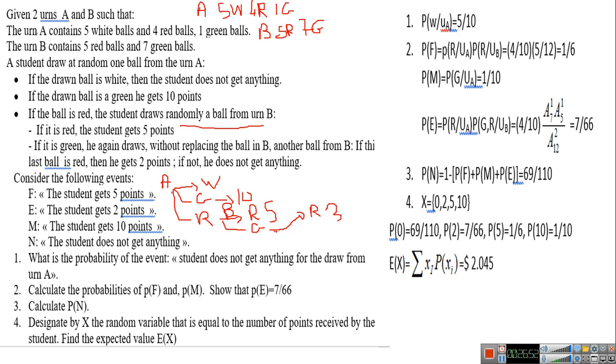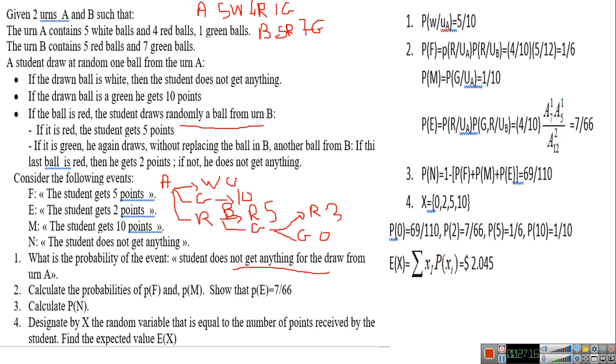If not red, it means green, he got nothing. He will not get anything. Okay, what is the probability of the event the student does not get anything? Not to get anything, so what? The student does not get anything from the draw from urn A. From urn A, we said if you draw a white, then the student does not get anything.